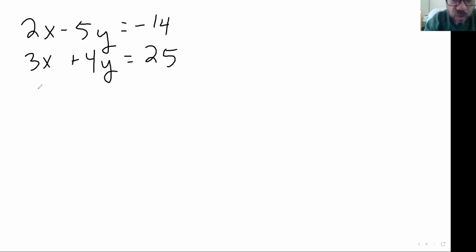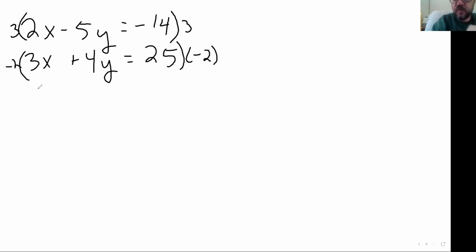So I'm going to multiply my top equation by 3 to turn the 2x into a 6x. And of course, I have to do that on both sides. And I'm going to multiply my bottom equation by negative 2, so that I have a negative 6x in my bottom equation.